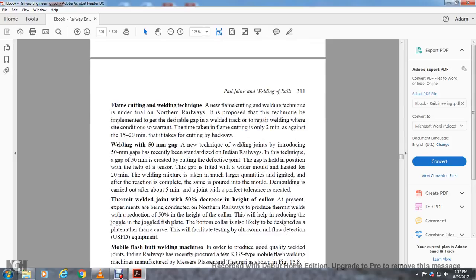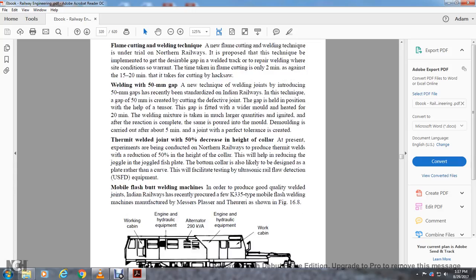Thermite welding joint: reducing the height of the collar. An experiment was conducted by the Northern Railways to produce thermite welds with a 50% reduction in the height of the collar. This will help in reducing the joggle. The fish plate at the bottom of the collar is likely to be designed as a flat plate rather than curved, to facilitate testing by ultrasonic rail flaw detection equipment.